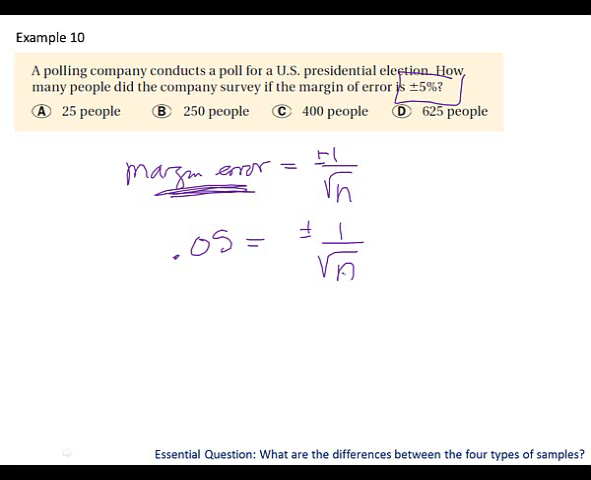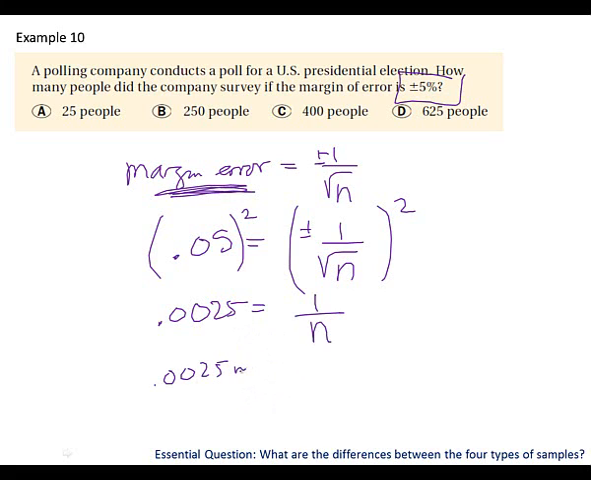How do I undo the square root? I square both sides. So when I square 0.05, what do I get? 0.0025. How many zeros? 2 zeros. Alright, the plus or minus goes away because we squared, and I get 1 over n, right? Okay, what do I do now to solve for n? Multiply. So we're going to move n over by multiplying. And then what do I do? Divide to get n by itself.